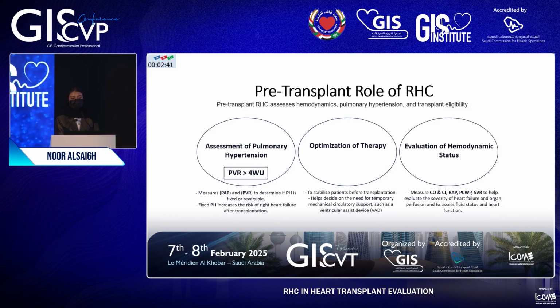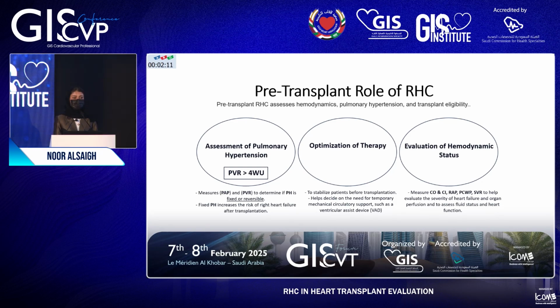Why do we need to assess pulmonary hypertension for a patient going to heart transplantation? Because we need to know, is the pulmonary hypertension fixed or reversible? If it's fixed, which is irreversible, it means the patient has a high risk of rejection after transplantation. And interestingly, if we calculate the PVR for a patient going for transplantation and we find it more than 4 Wood units, this is considered a contraindication for transplantation.